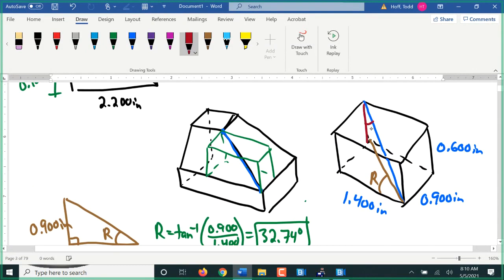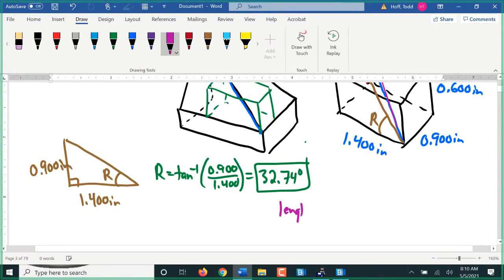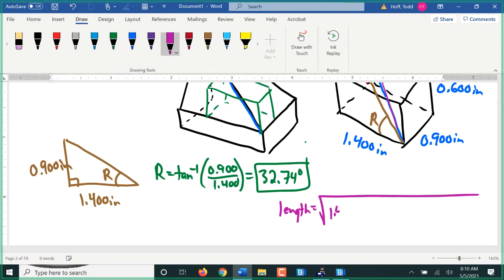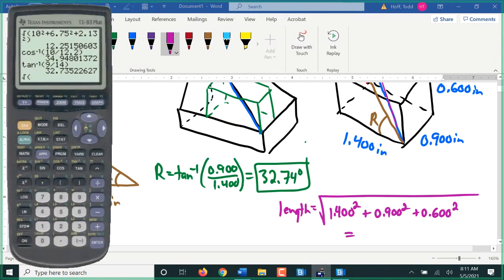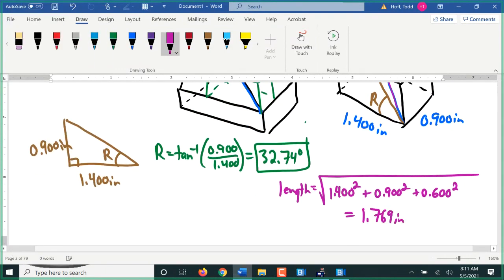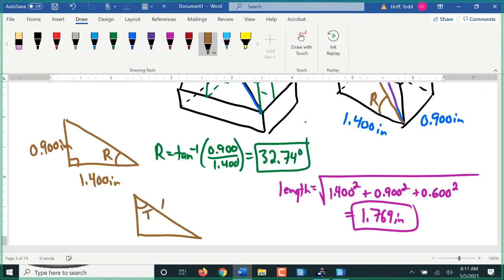Now T is going to be this angle up here. To find T, though, I'm going to need that edge length. That three-dimensional Pythagorean theorem again. 1.4 squared plus 0.9 squared plus 0.6 squared. It's 1.769. So for T, I have the 1.769, the height of 0.6.